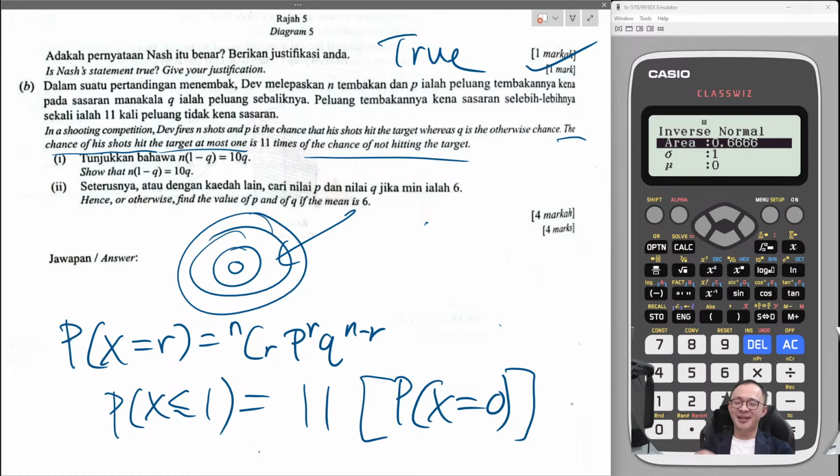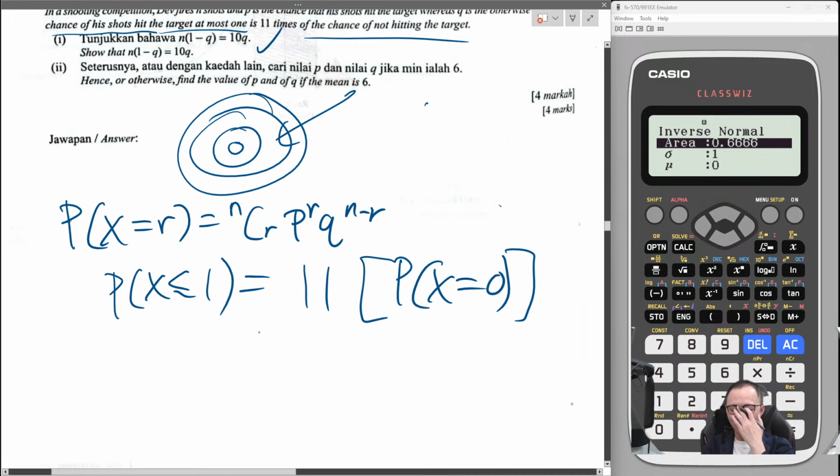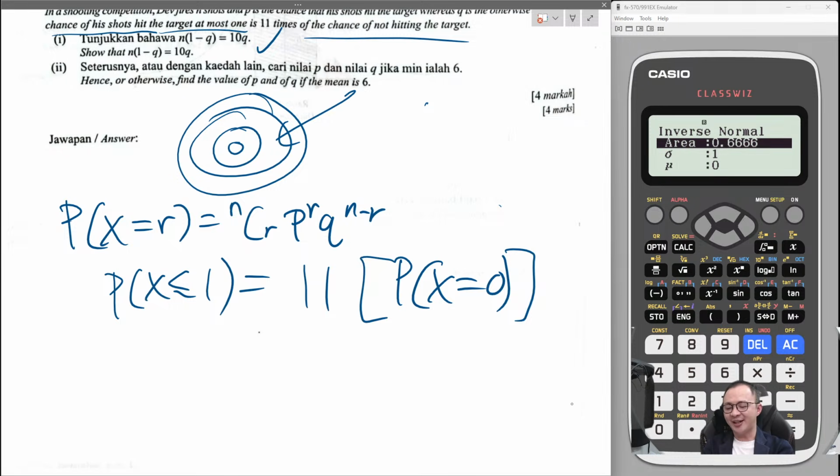You must be able to understand this sentence until you're able to write out this equation. If not possible, read multiple times until you can do it. Because if you cannot write out this equation, there's no way you can continue to get the 2-mark questions. Okay? Yeah, this 2-mark question is crazy, man. Okay, so binomial, I know P(x less than or equal to 1) is P(x=0) plus P(x=1), isn't it?